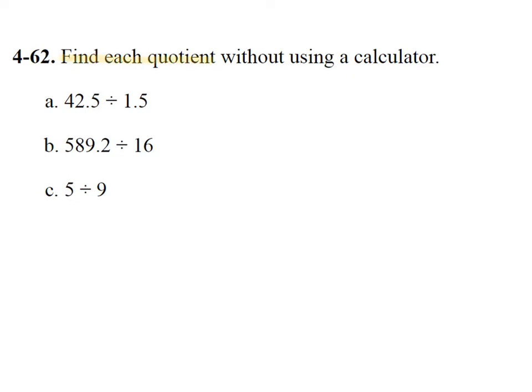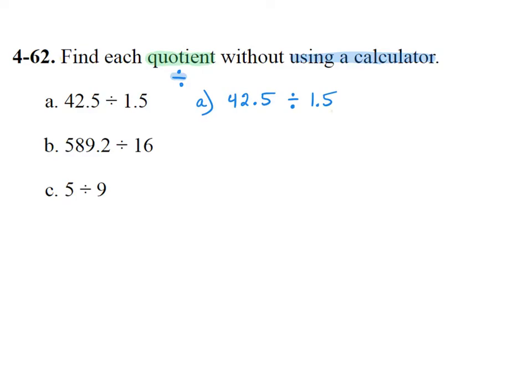Find each quotient without using a calculator. So the vocabulary in the directions is the word quotient. Finding a quotient means finding the result of division. That's why we can see the division symbol between all those problems. And we're not supposed to use a calculator, therefore we need to show all our work. So let's start with example A.